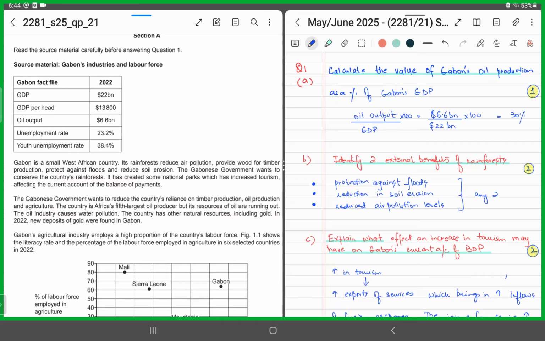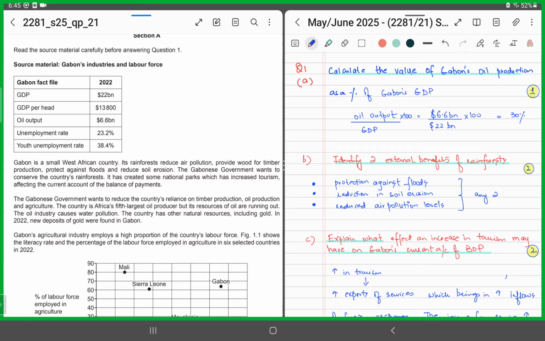The Gabonese government wants to conserve the country's rainforest. So now this is what the government is intending to do. It has created some national parks, which has increased tourism, affecting the current account of the balance of payments. So in order to protect the rainforest, it has constructed several national parks that have also been the center for tourism. So it has boosted tourism.